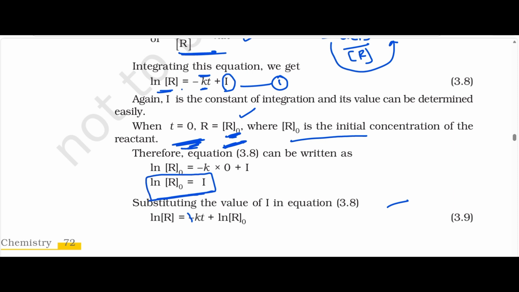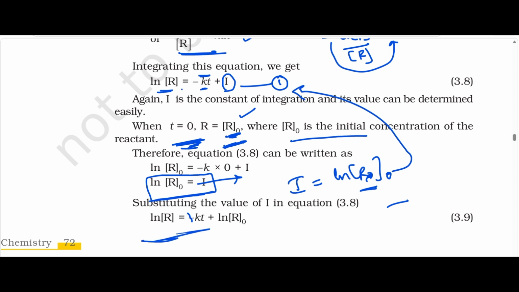In our derivation we got the constant c as ln a, because I had assumed a as the initial concentration. Here r naught is the initial concentration, so I equals ln r naught. Clear? You can write r naught like this. Now I substitute this I value here, so I have got ln r is equal to minus kt plus ln r naught.